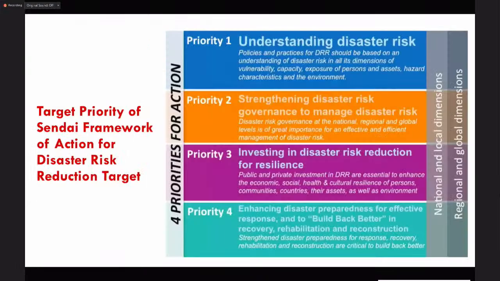I give you some other insight into why we need to make hazard assessment, especially for natural disaster or multi-hazard disaster. This is because of our global commitment to the Sendai Framework for Action. First, you need to understand disaster risk. Without understanding disaster risk, without hazard assessment, vulnerability assessment and capacity assessment, for sure you cannot do the other priorities. So the basic priority is first understanding your risk.